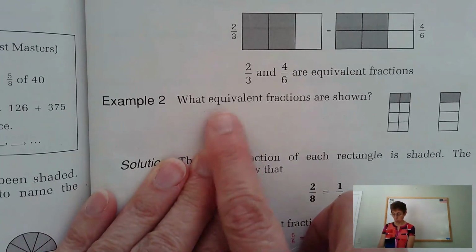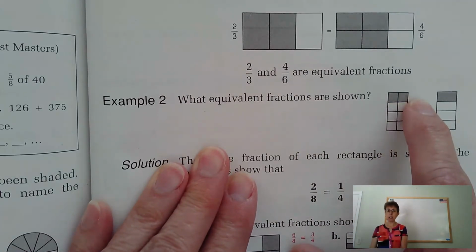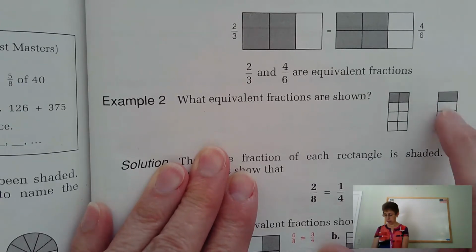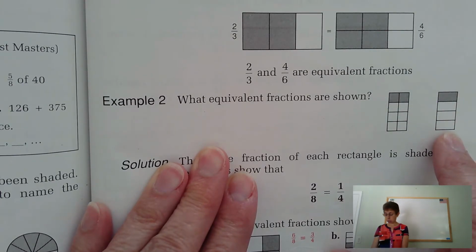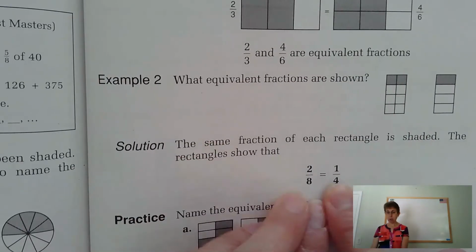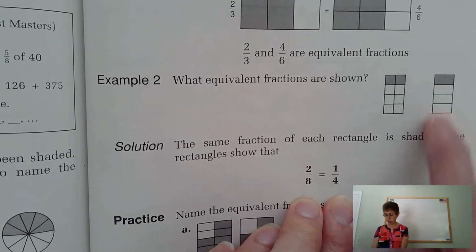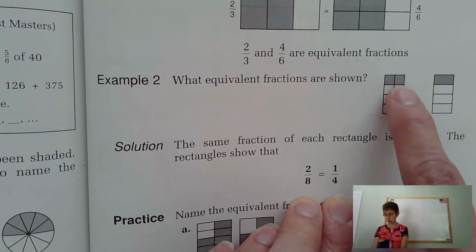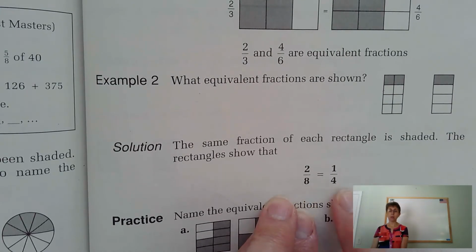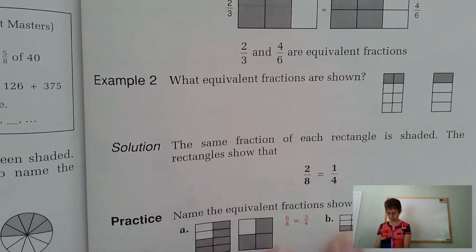Example 2. What equivalent fractions are shown here? Okay, so here we have 2 pieces shaded in as opposed to here where there's only 1 piece. Well, here this rectangle is divided up into 4 equal parts, and this rectangle is divided up into 8 equal parts. And we can see that written here. Here we have 2/8 shaded, and here we have 1/4 shaded. 2/8 is equal to 1/4. Or we can say that 2/8 is equivalent to 1/4.